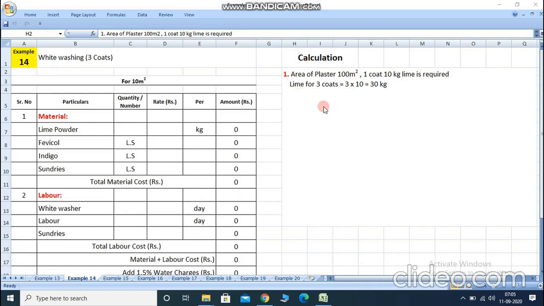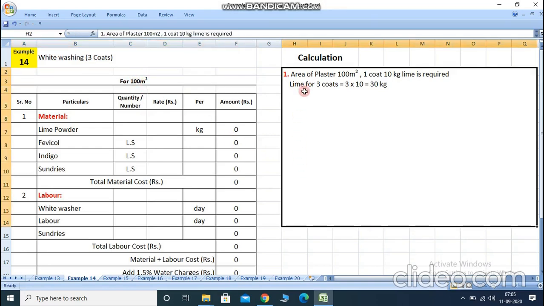Hello student, today we start a new example, number 14, in which we take whitewashing 3 coats. Here we calculate the quantity for material and rate analysis for a 100 square meter area. First we calculate the quantity of lime for 3 coats.